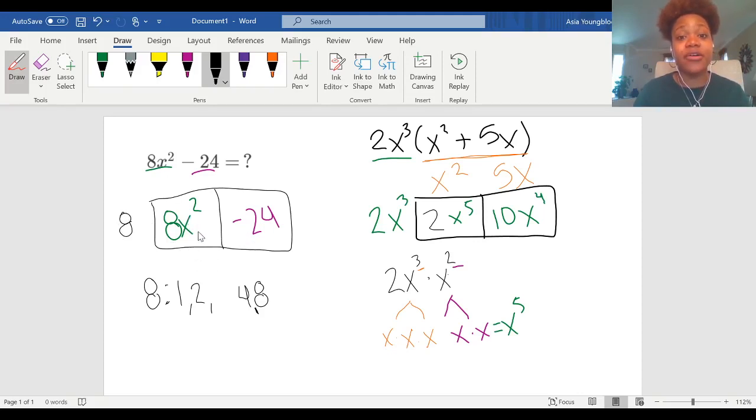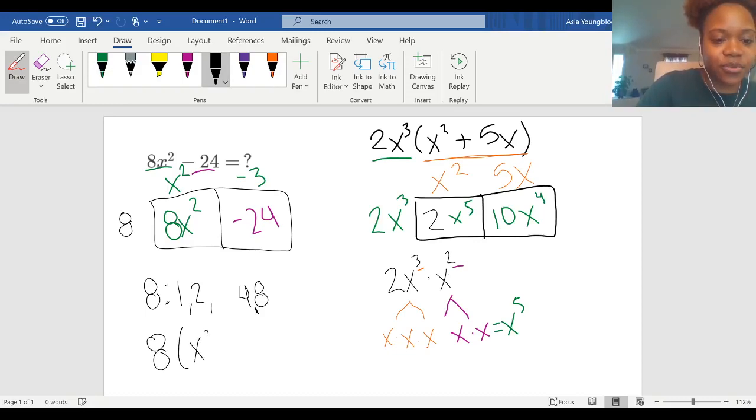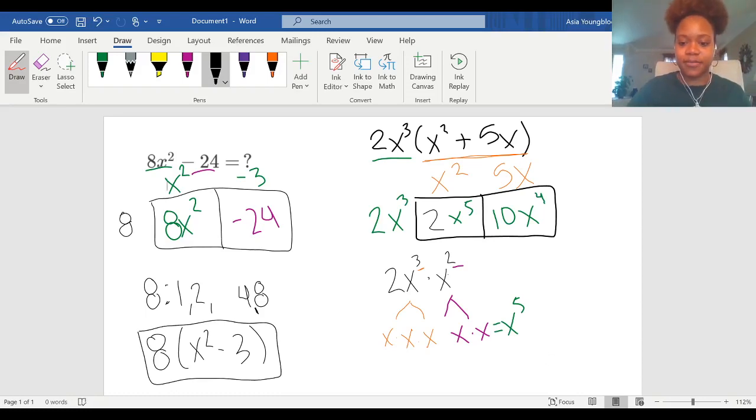Now we want to see if we can factor out any x's. We can't, because there are no x's here, so we cannot factor out any x's. So that means our top portion is going to be x squared, right? Because 8 times x squared is 8x squared, and this portion here is going to be negative 3. And again, that's because 8 times negative 3 is negative 24. If you didn't know this off the top of your head, you could have just divided negative 24 by 8 to get that negative 3. So our final answer for this first problem is going to be 8x squared minus 3. And that's what you would select on the multiple choice.